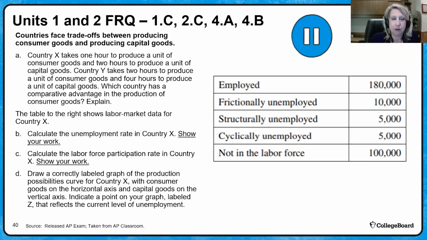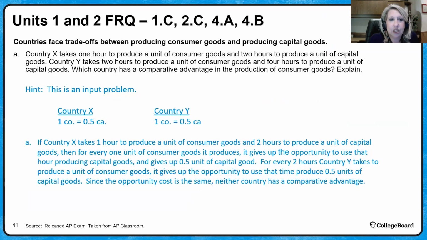Okay, I gave you some time to pause your video. Now let's take a look and see how you did. So we are told that country X takes 1 hour to produce a unit of consumer goods and 2 hours to produce a unit of capital goods. Do you recognize that this is an input problem? We're being told how much output we can get, and we're varying our inputs.